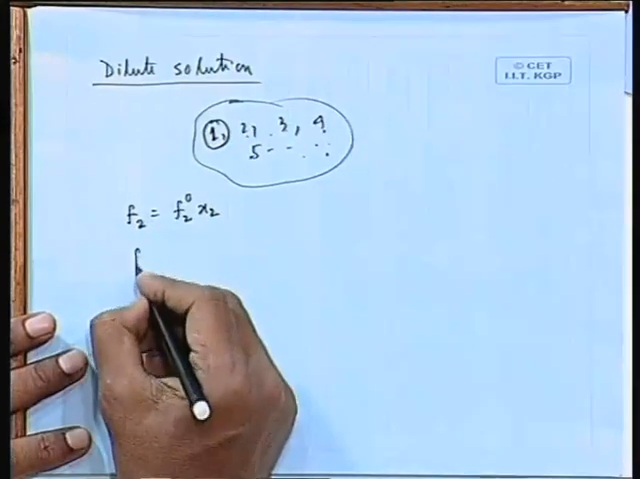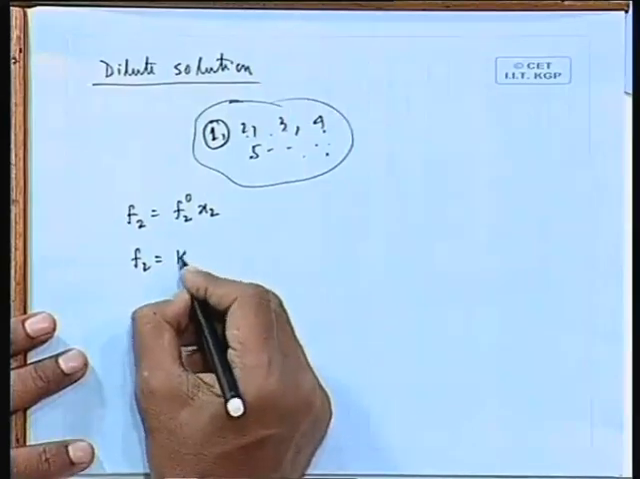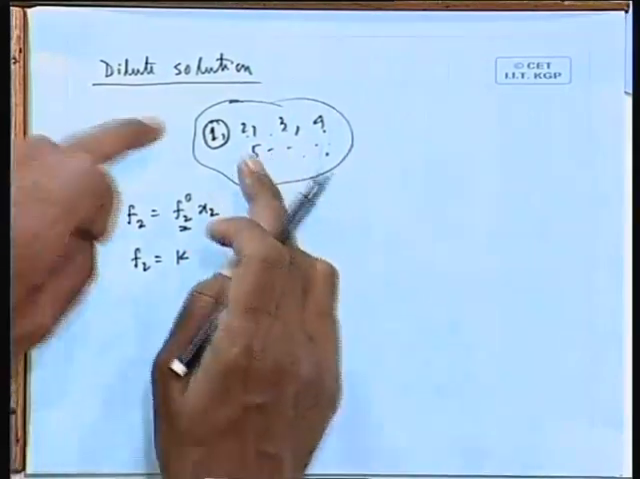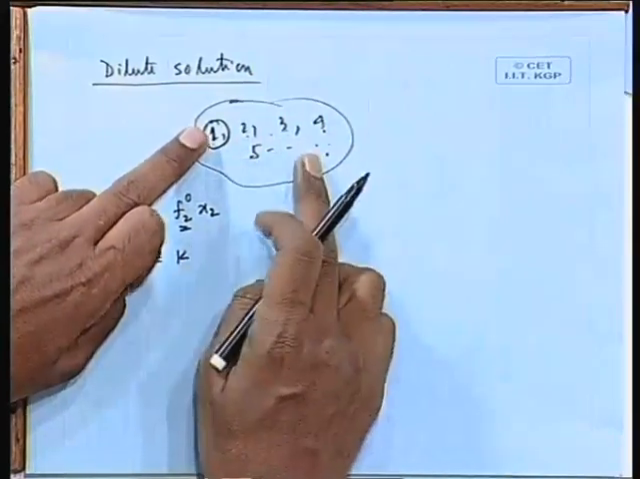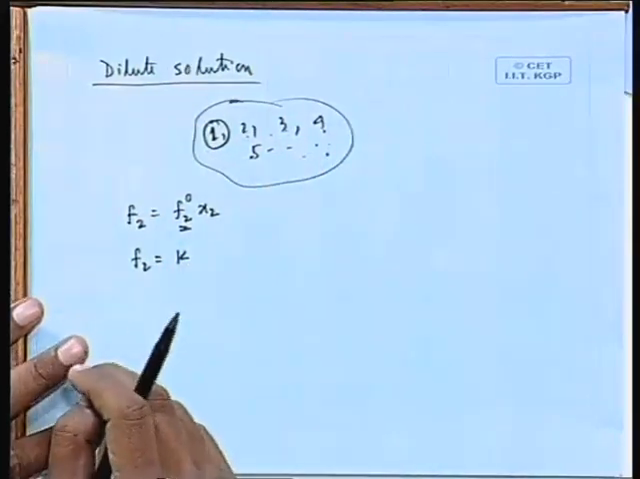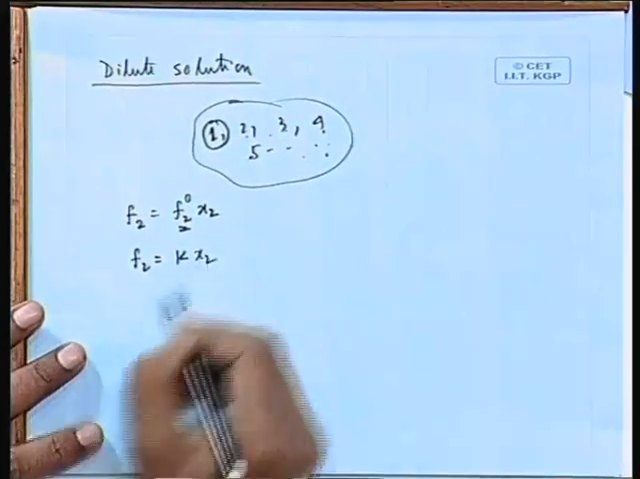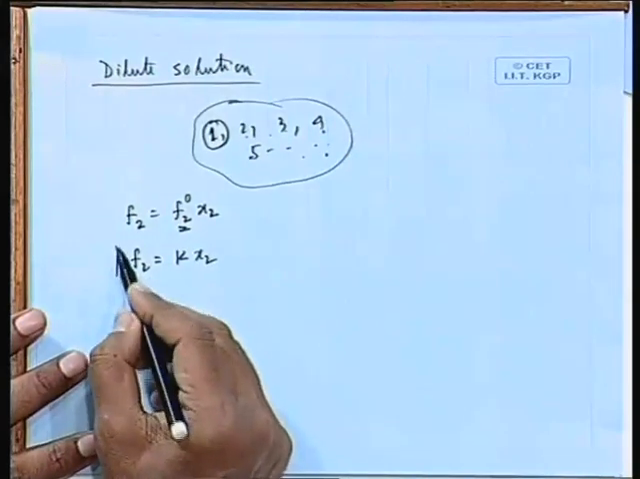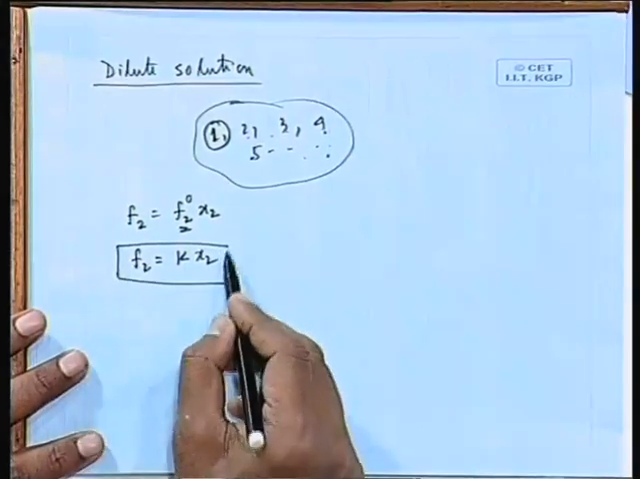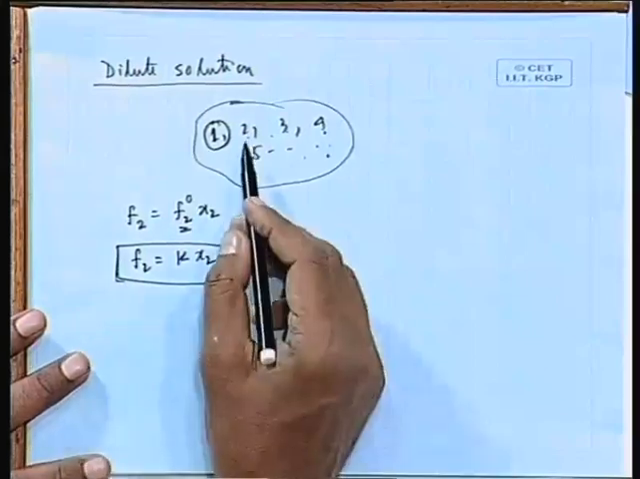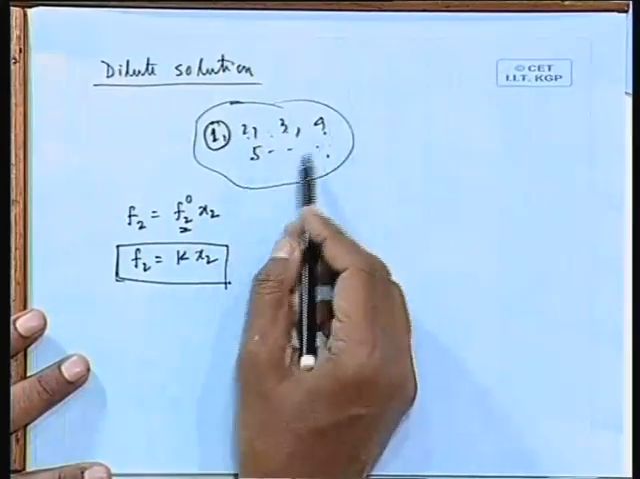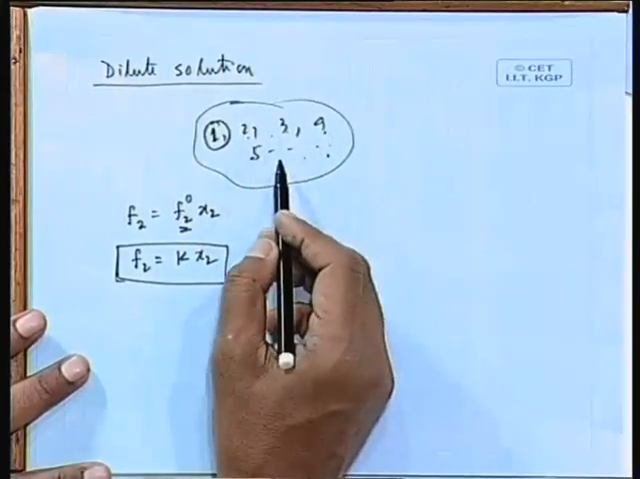And this is expressed as F2 as a constant, because this is constant, this is the fugacity of the pure component of any of these 2, 3, 4 at the same state of the mixture X2. Okay. So this is the definition, or this is the law that is valid for all these components which are in meager amount.